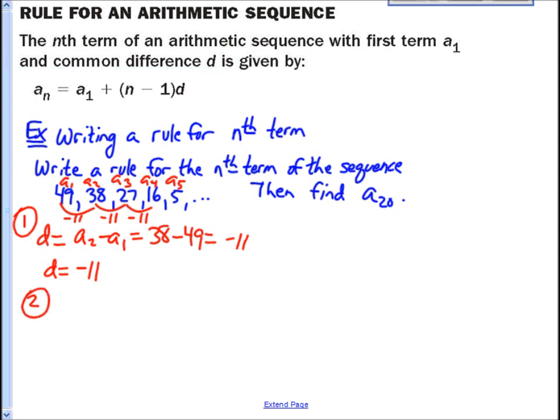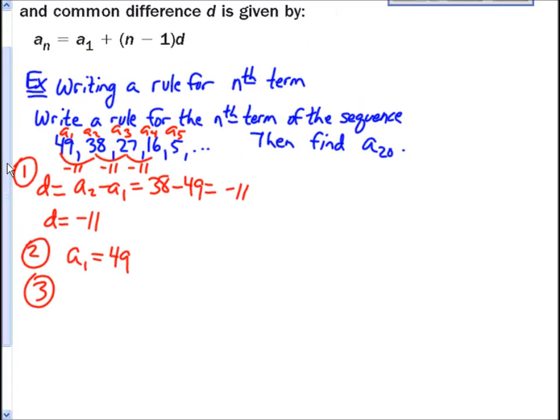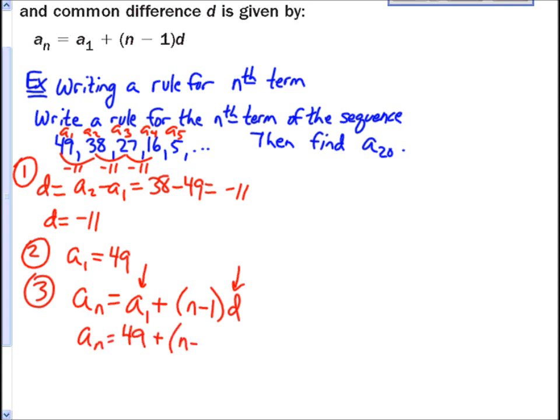Now the other thing is, what's the first term? You notice in the formula up there, you need to know the first term. What is the first term? Well, the first term's 49. Now we can write it. According to our little rule here, we can find an nth term by plugging in d and plugging in the first term. So a sub n equals 49 plus n minus 1 times the common difference of -11.